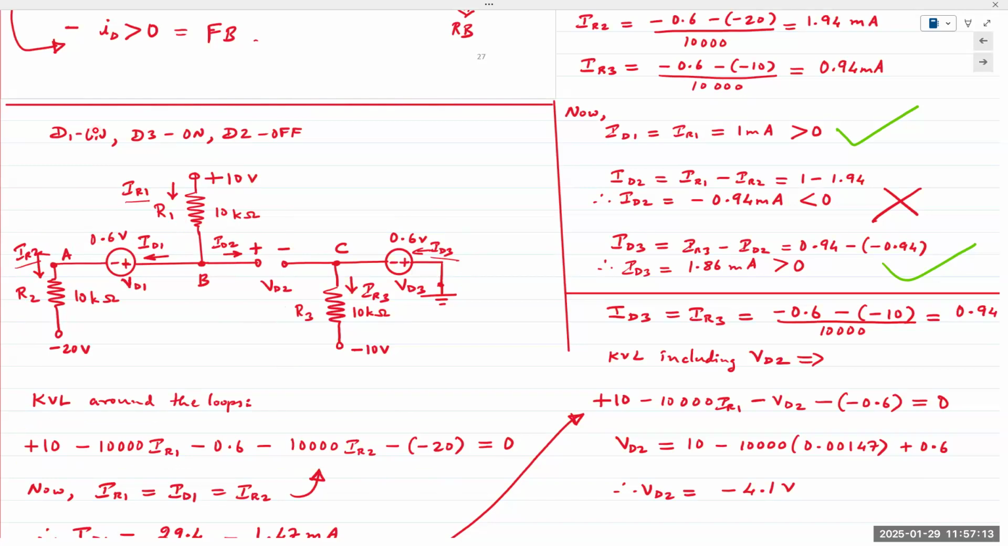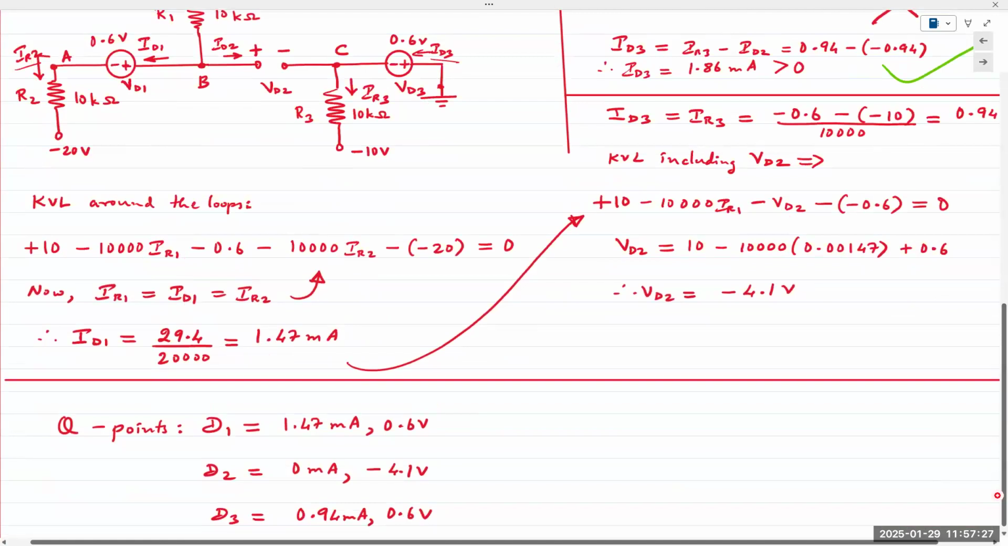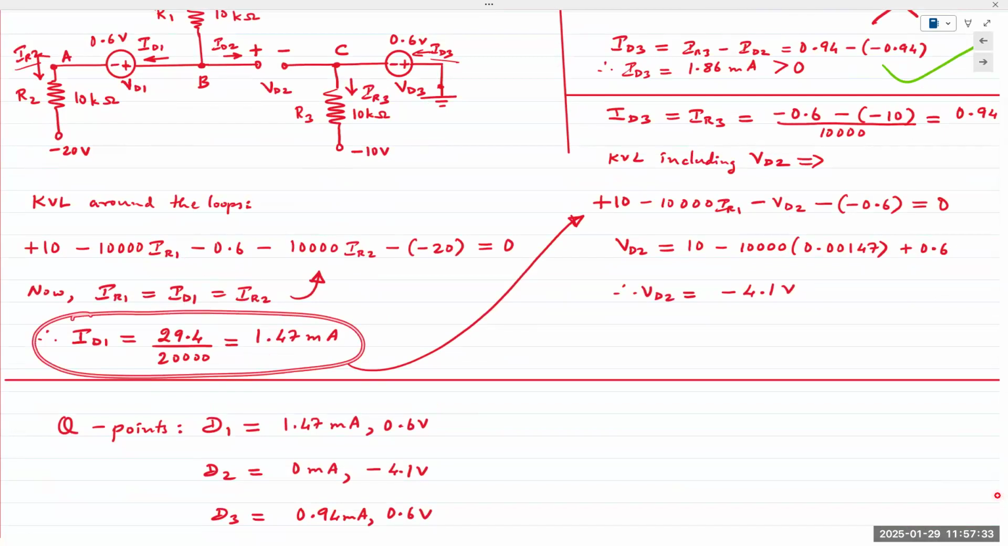Because it's a series connection, all 3 currents are the same. IR1 is the same as the diode current. ID1 is the same current as IR2 right here, right? And so I replace IR1 and IR2 with my diode current ID1, and I solve for ID1. I obtain a positive number, 1.47 milliamps. So diode D1 is on. Assumption is verified.